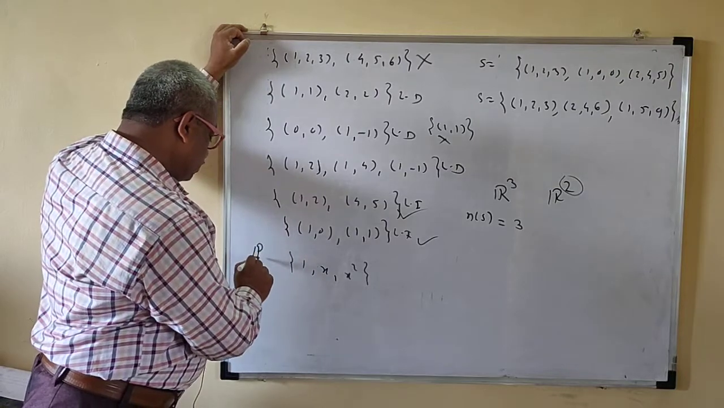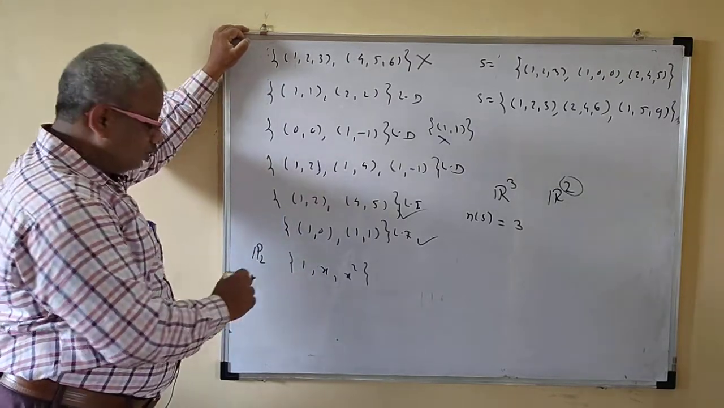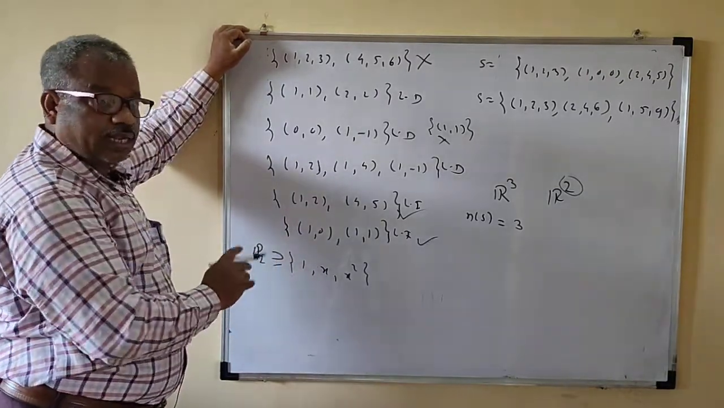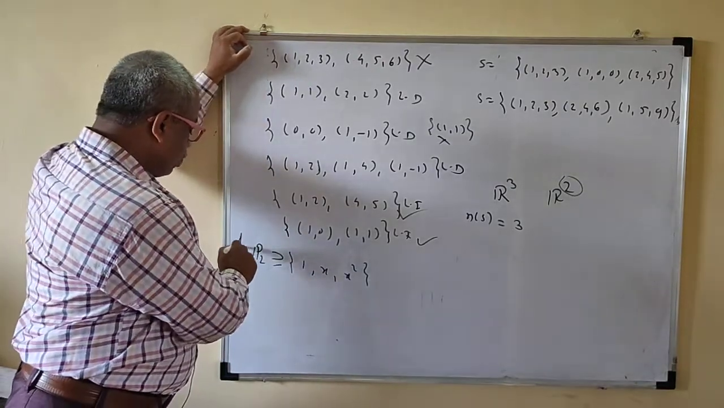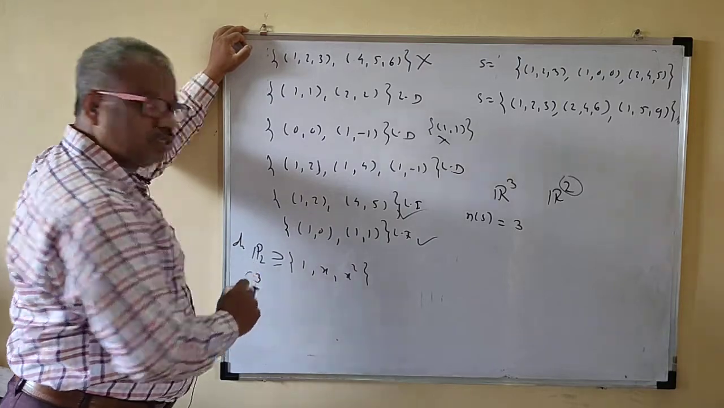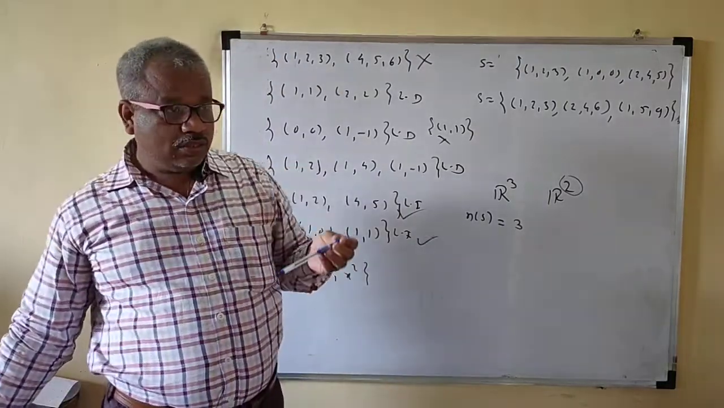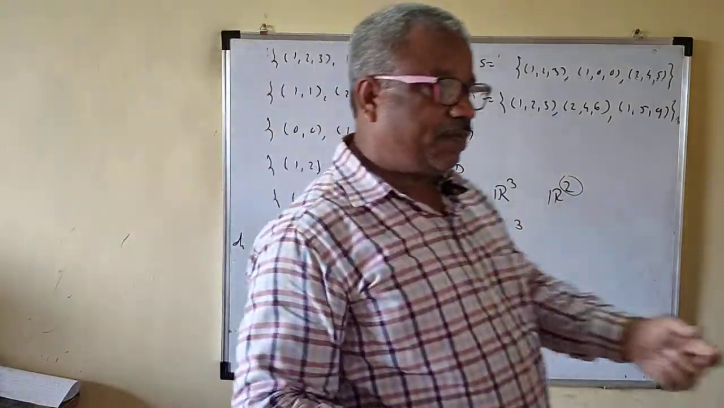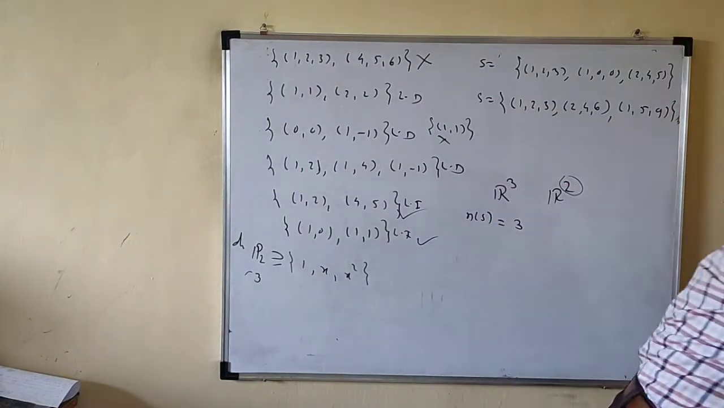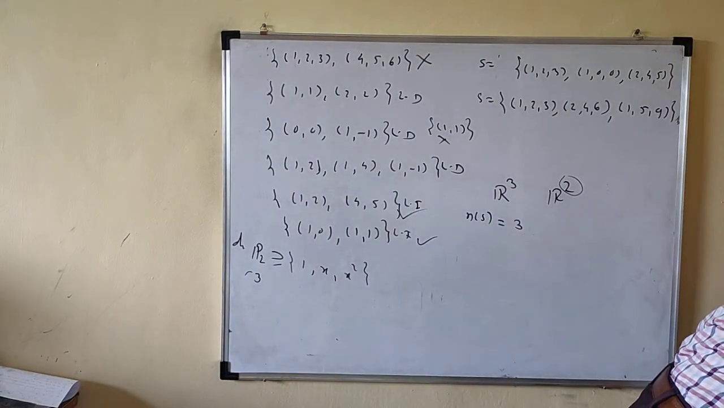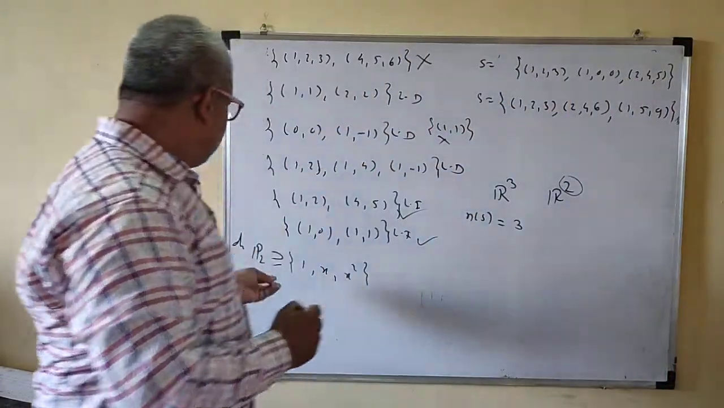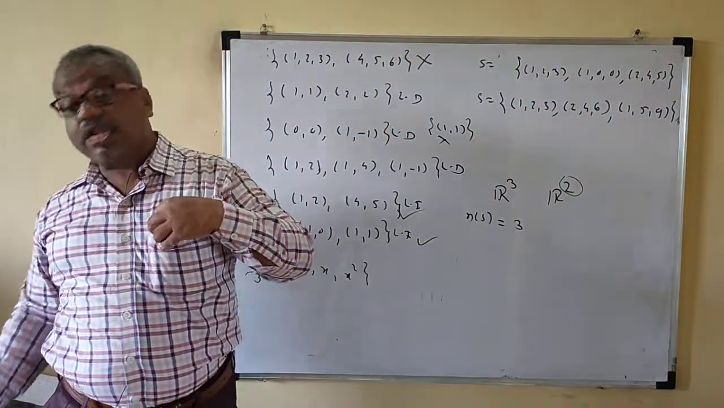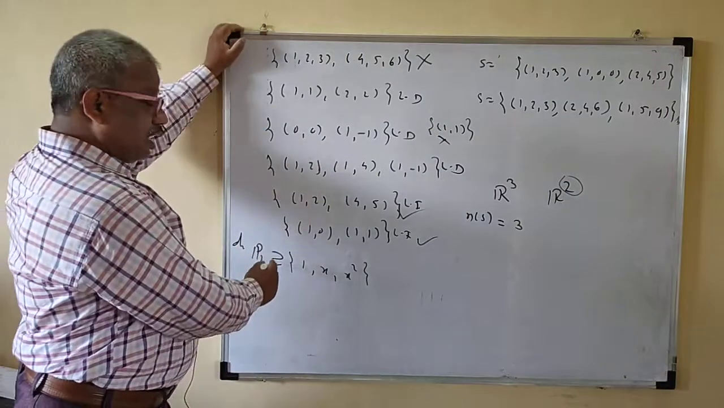So this is P2 now. This is a subset of P2. It contains 3 vectors and they are linearly independent. The dimension of P2 is 3. Okay, so this set is a linearly independent set containing 3 vectors, so this is a basis. This is the standard basis of P2.